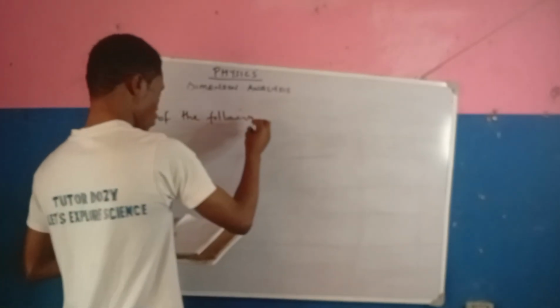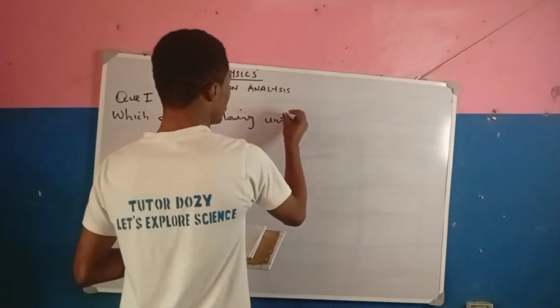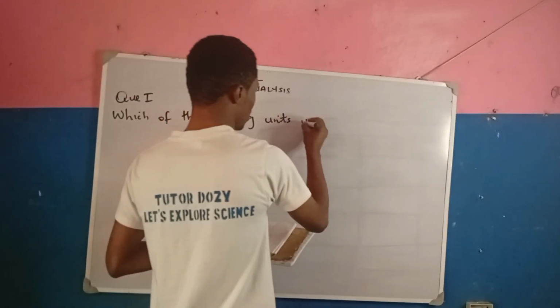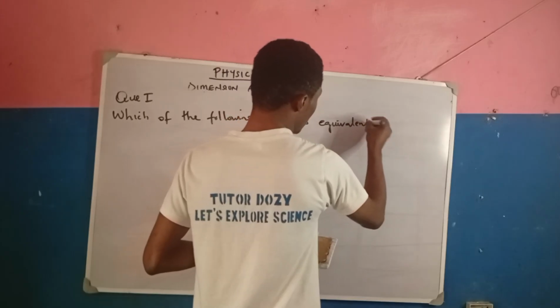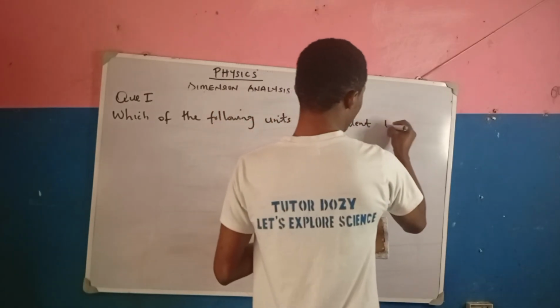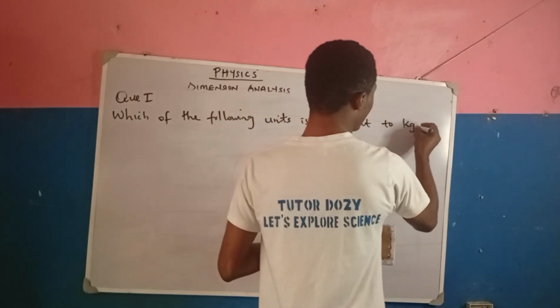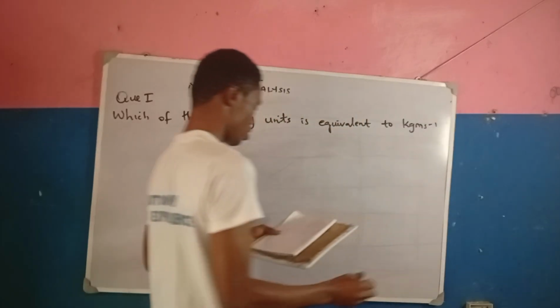Which of the following units is equivalent to kilogram meter per second?